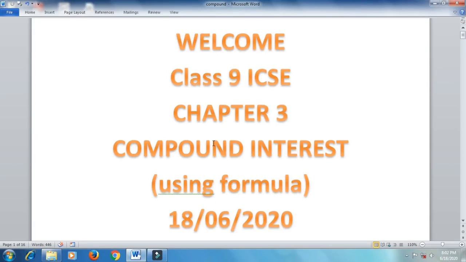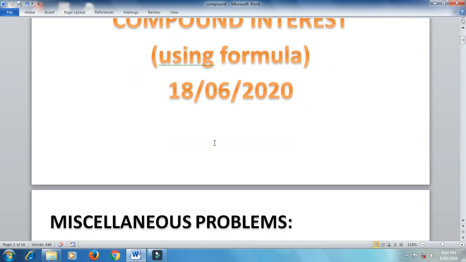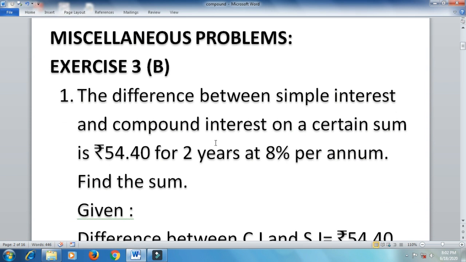Hello everyone, welcome to today's class, Chapter 3 Compound Interest Using Formula. Let us move on to the miscellaneous problems. Exercise 3B, question number 1.